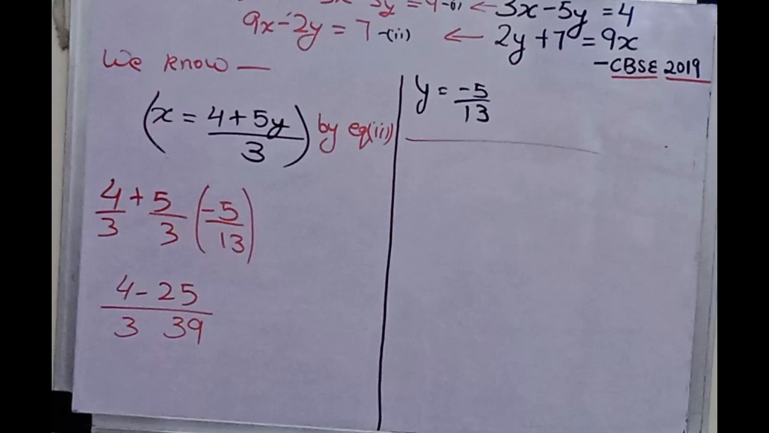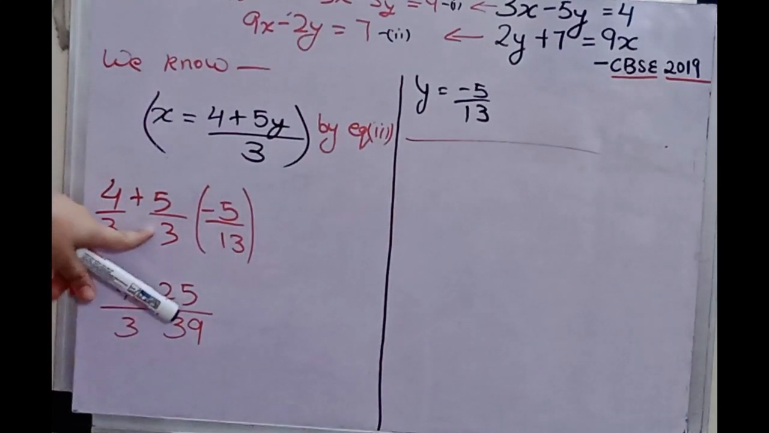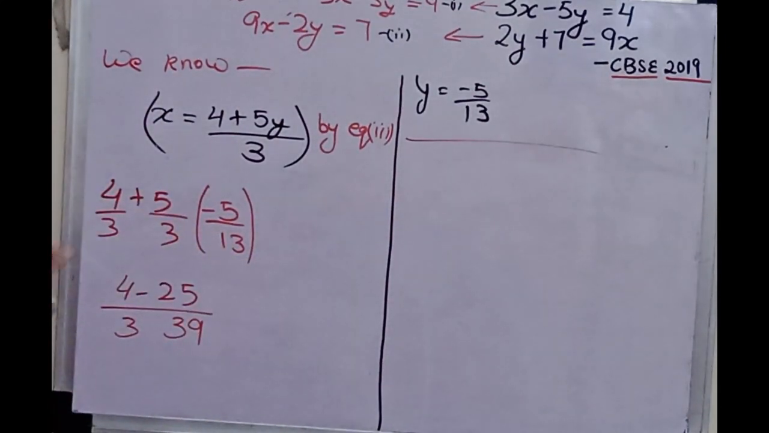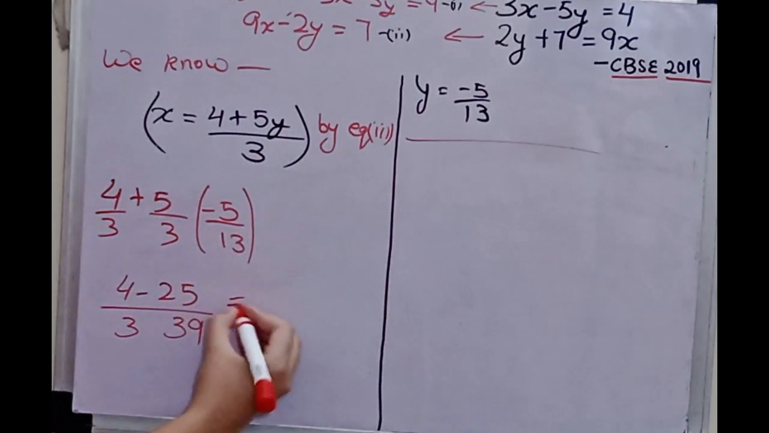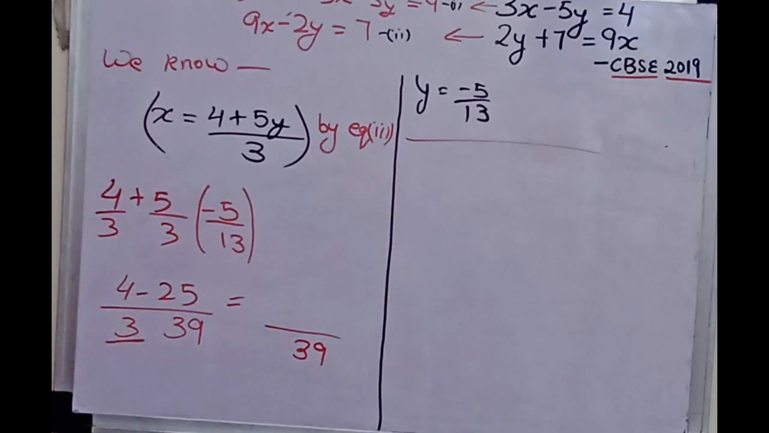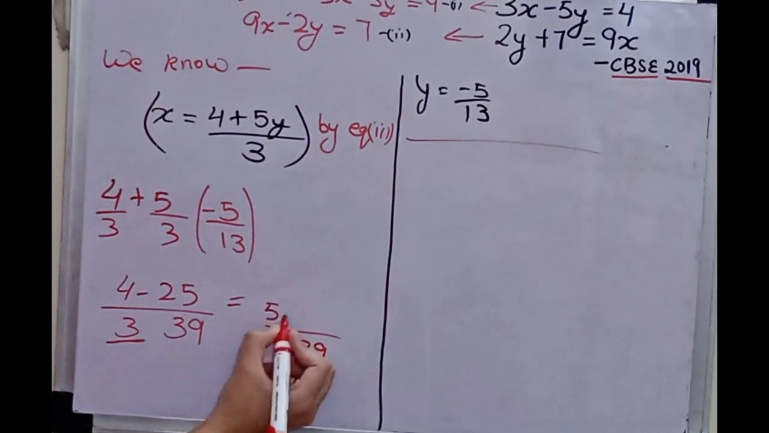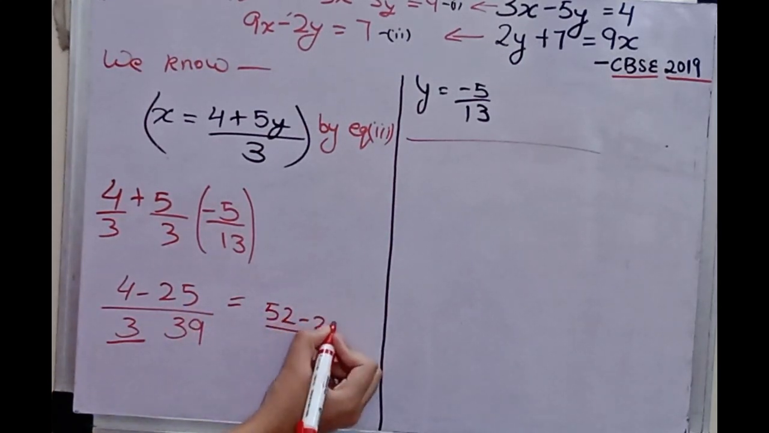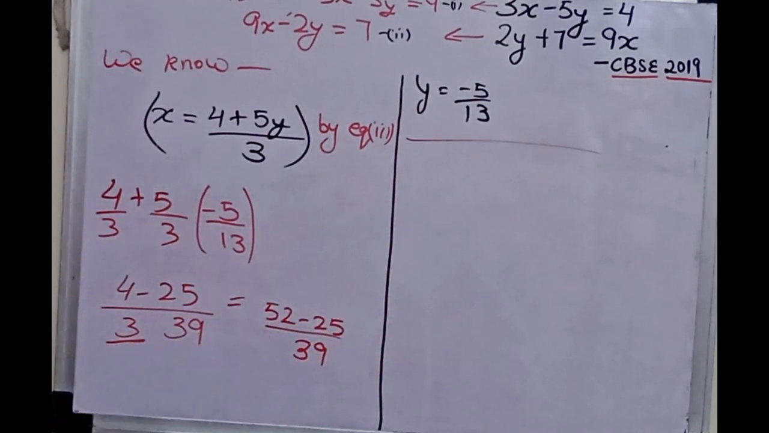right? And I multiplied this one with this. This is as it is. So 3 has to be made 39. 39 being the LCM, and if I make 39 the LCM, so I have to multiply this 3 with 13. 13 into 3 is equals to 39. And if I multiply this 3 with 13, you have to do the same with the 4 as well. 13 into 4 is 52 and minus 25. This is how your final equation looks like.